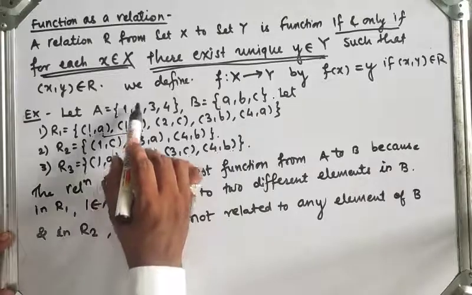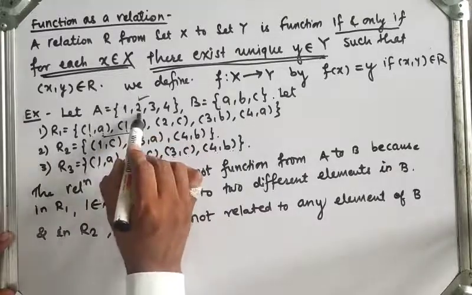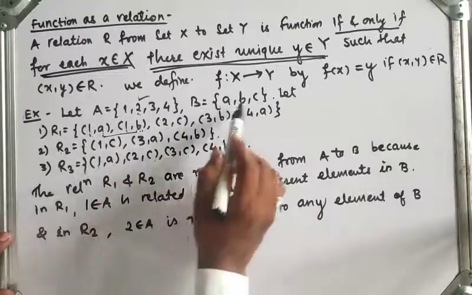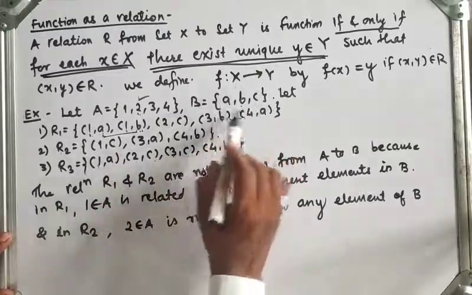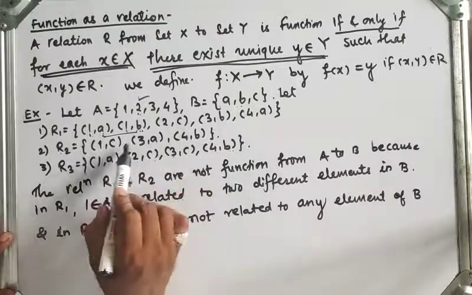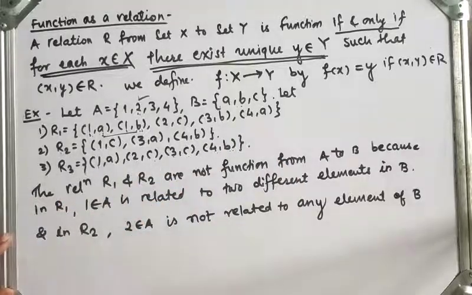Here 2 belongs to set A in R2, but 2 is not related to any element with respect to B. So here 2 is not in this set. So R2 is not a function. Now next we will see reflexive relation.